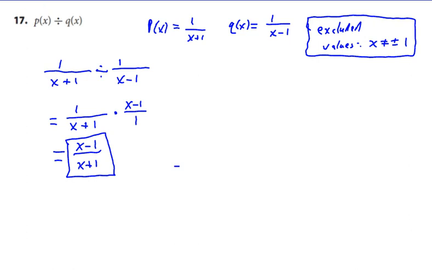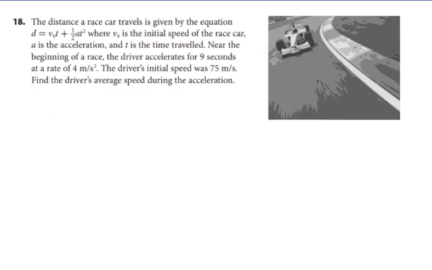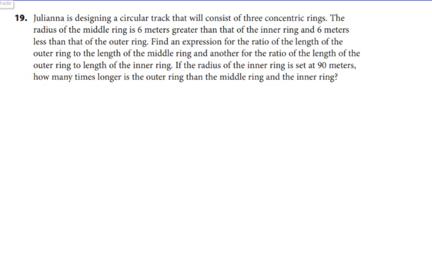Okay. Let's go on here to the next problem, which is 19. Juliana is designing a circular track that will consist of 3 concentric rings. So circular is a key word, and rings also, concentric. Concentric means, of course, centered in the same location. The radius of the middle ring is 6 meters greater than that of the inner ring and 6 meters less than that of the outer ring.